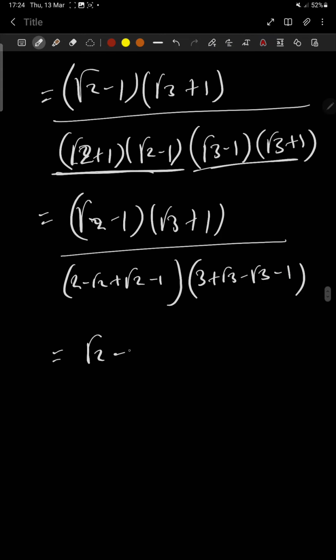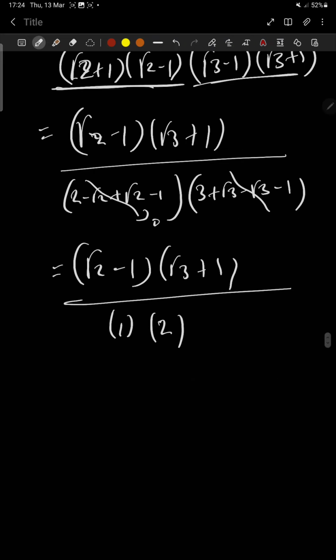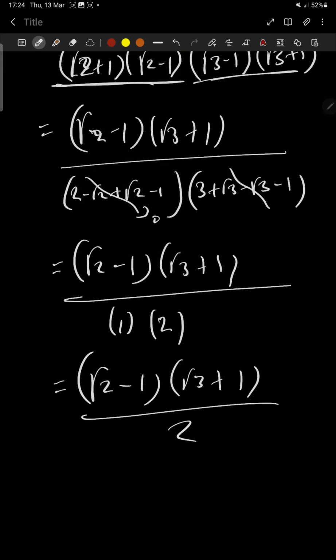So this will be square root of 2 minus 1 and square root of 3 plus 1 over, this is 0. I'll remain with 2 minus 1 is 1. Even this will cancel. 3 minus 1 is 2. So my answer here will be square root of 2 minus 1 and the square root of 3 plus 1 over 2. Don't expand. Don't expand. This is the answer. You have rationalized the denominator.